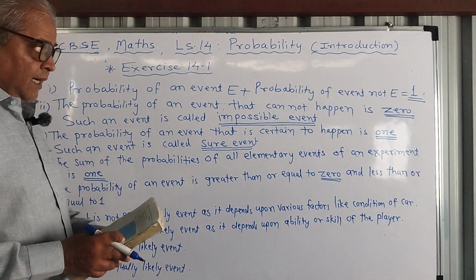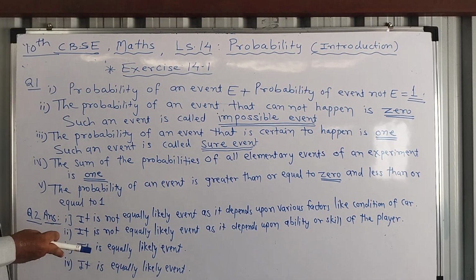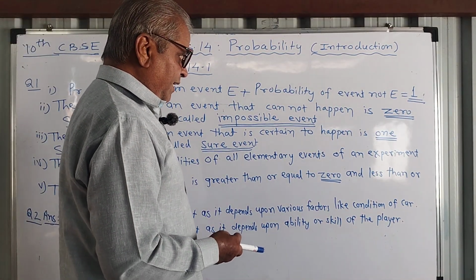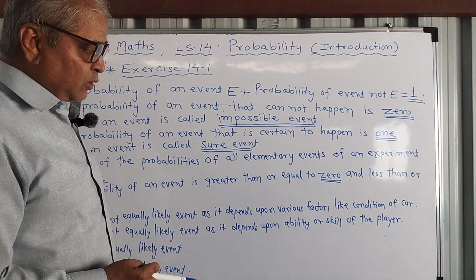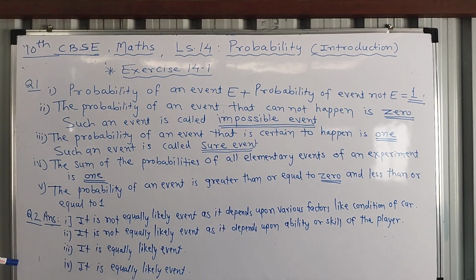So first, exercise 14.1, question number 1 is fill in the blanks. Very simple question. First is probability of an event E plus probability of event not E. That means the sum of the complementary events is always 1. So the fill in the blank is 1.